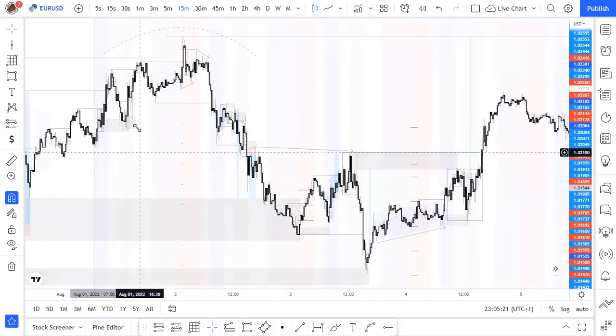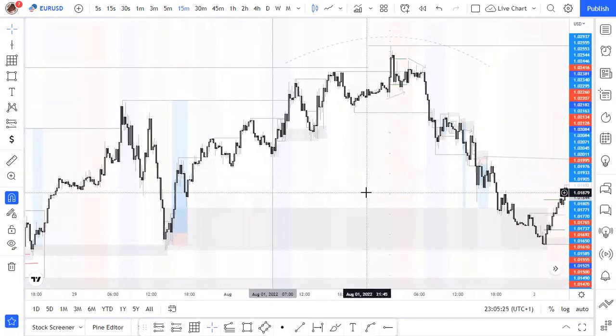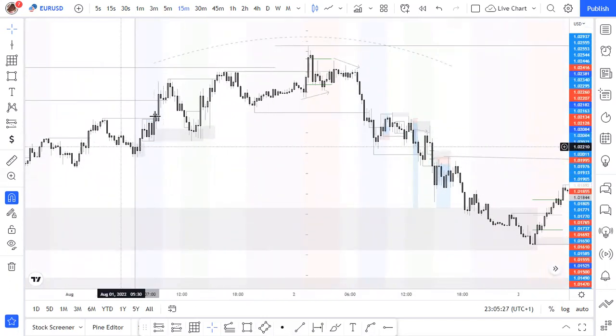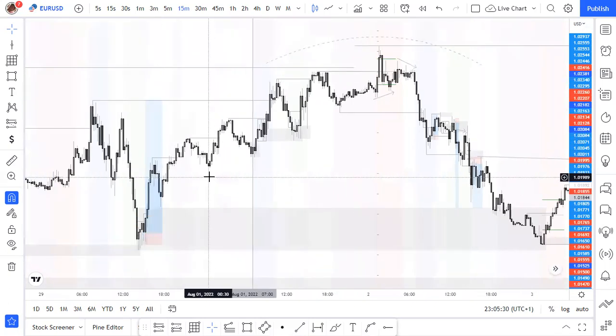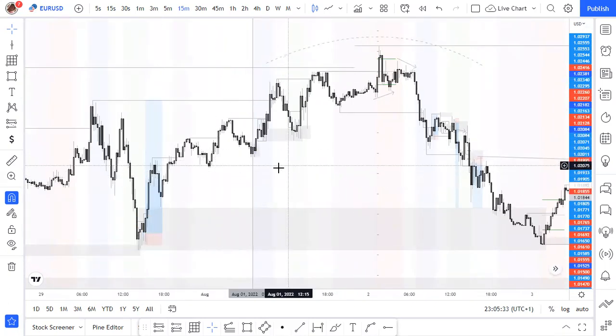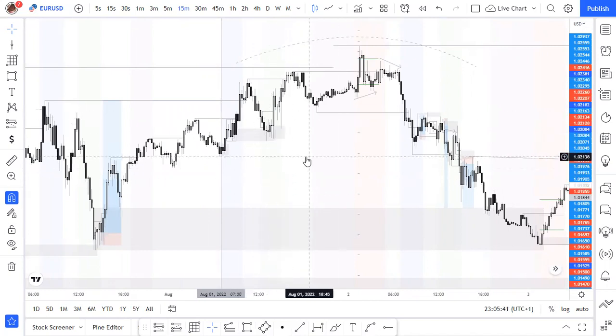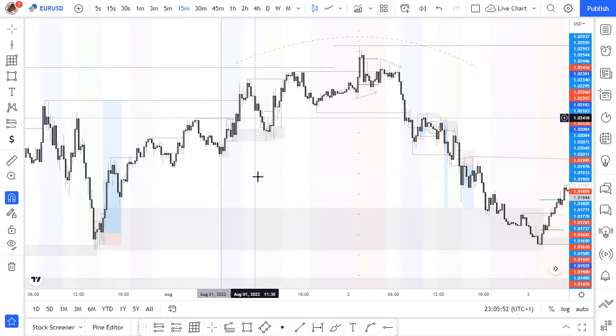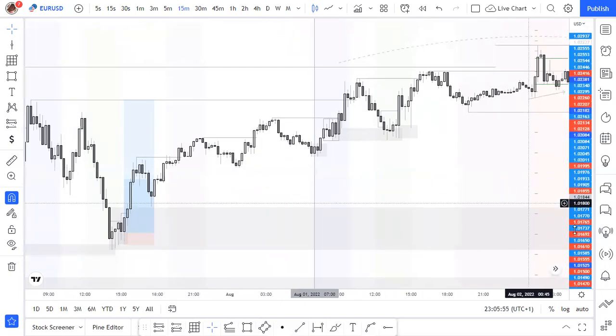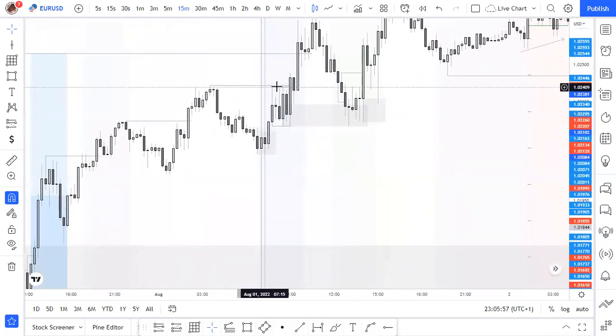Starting off with Monday, the 1st of August. I didn't really take any trade on Monday because the confirmations that I needed to take the trade weren't really there. So I didn't force any trade on Monday. Here on Monday, I was actually looking at this demand range here.